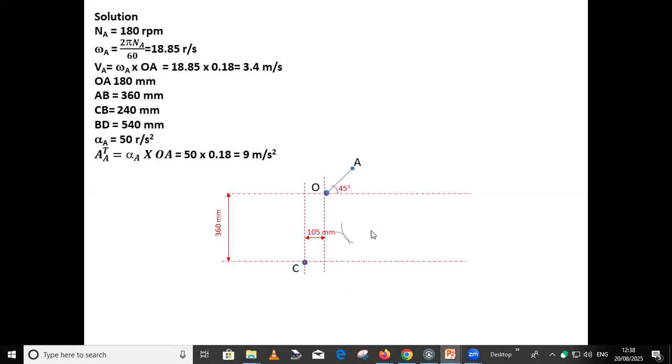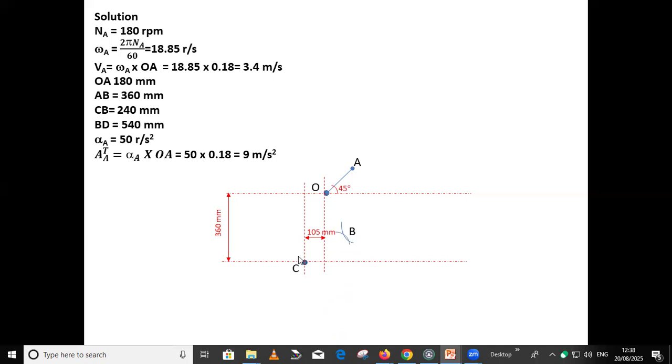Then we have the next part, AB. AB distance is 360 mm, so we can take 6 centimeter distance in the compass and mark an arc. Then CB distance is also available. This CB is 240 mm. Again, we can take 4 centimeter distance in the compass and draw a second arc.